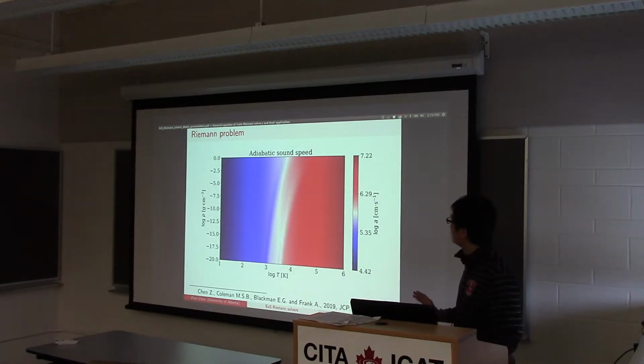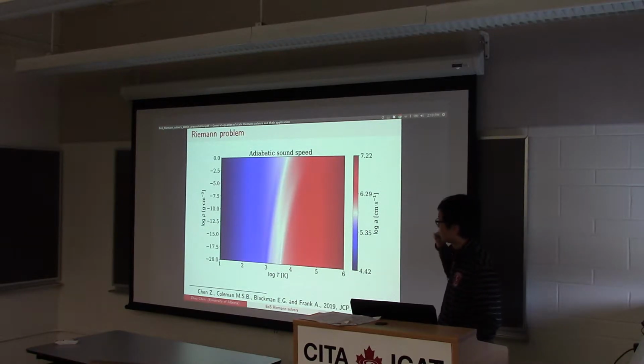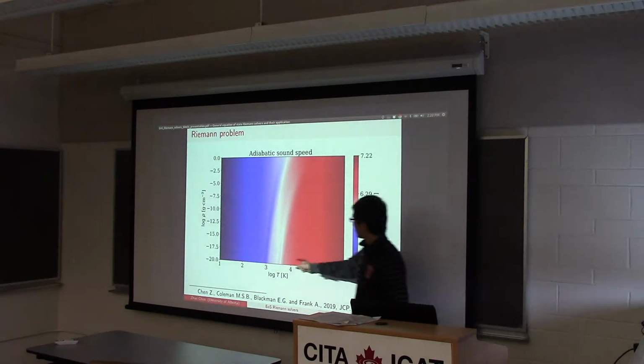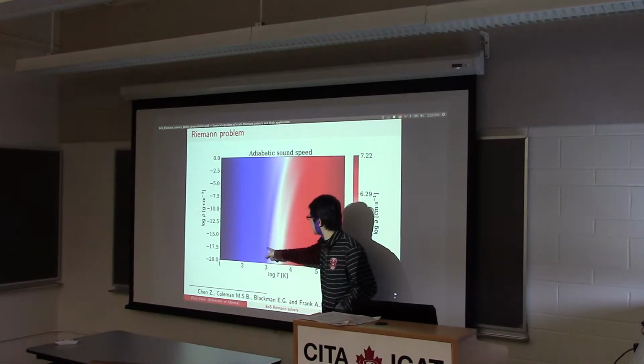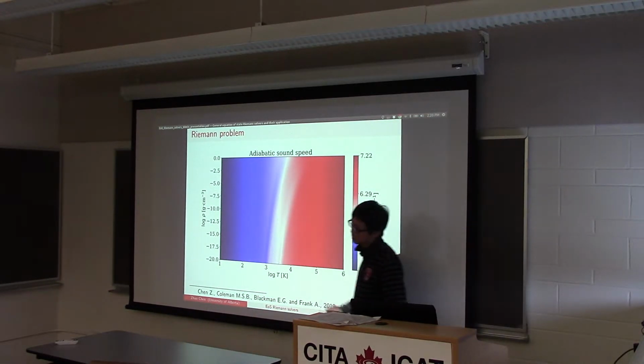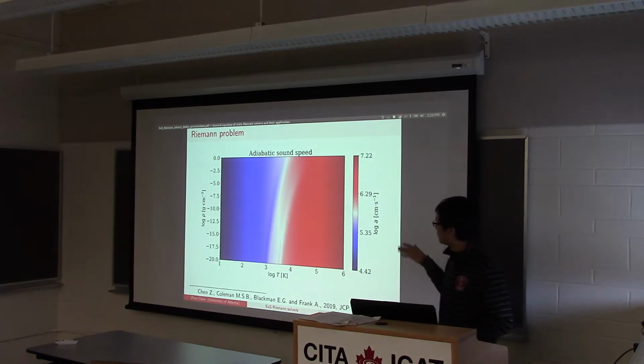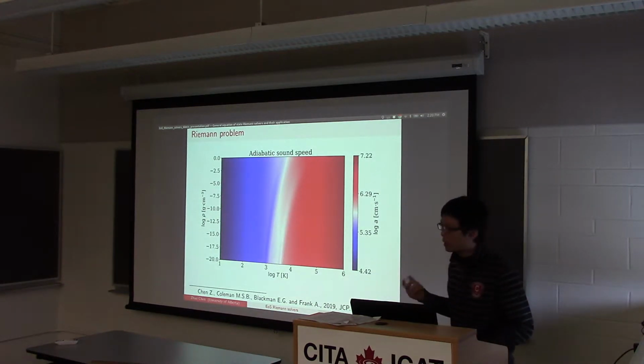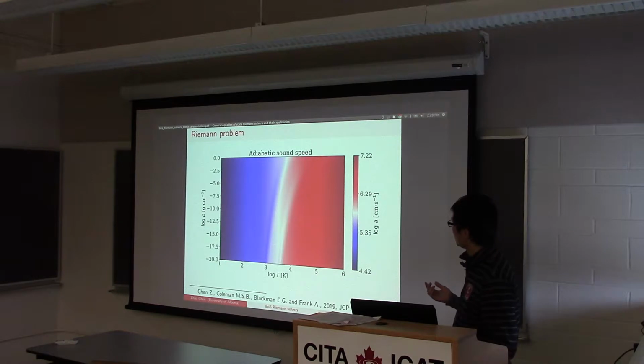This is an example of the pure hydrogen adiabatic sound speed. This is in log, the color is in logarithmic scale. So you can see this is the first phase transition. This is the second phase transition. This adiabatic sound speed is quite complicated. You don't get a monotone behavior.